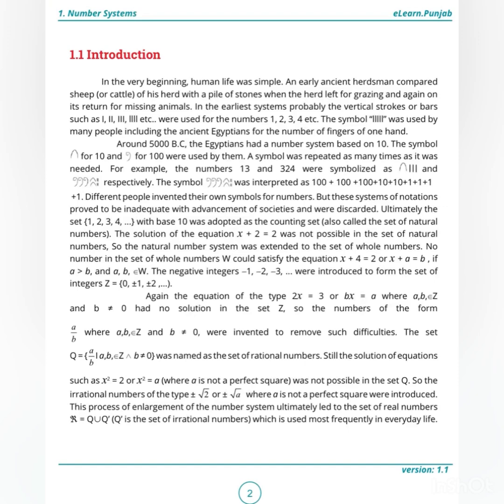Now it is written that no number in the set of whole numbers W, you may write any kind of abbreviation or a symbol to denote a set. For example, whole number starts from W, so you may write W, that is a set of whole numbers, could satisfy the equation x plus 4 is equal to 2 or x plus a is equal to b. Now you may see that x plus 4 is equal to 2 means that you just have to add similar things and subtract similar things.